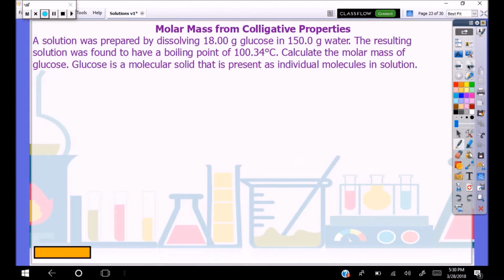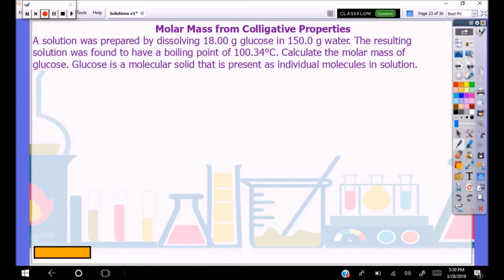So here's the first one. A solution was prepared by dissolving 18 grams of glucose in 150 grams of water. The resulting solution was found to have a boiling point of 100.34 degrees Celsius. Calculate the molar mass of glucose, and it's a molecular solid that is present as individual molecules in solution. That's key because it tells us there's only one particle. We're not going to have to multiply by anything funky like we did for that Raoult's law problem.